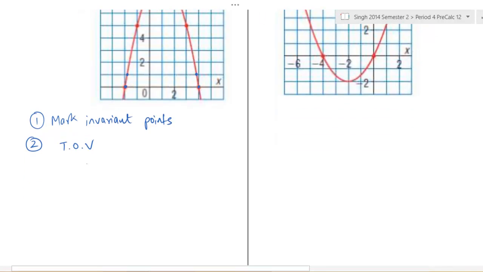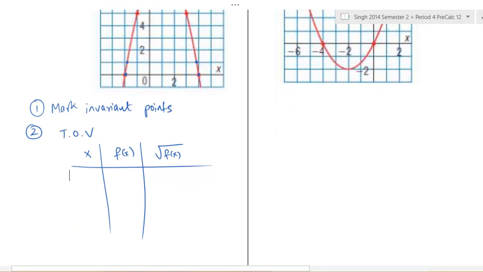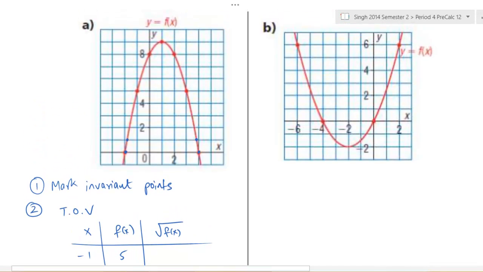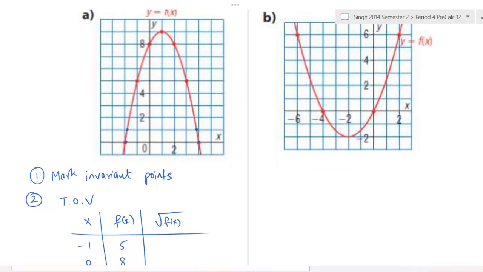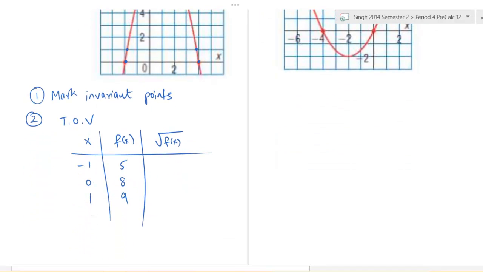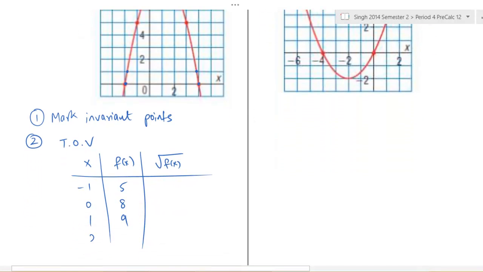So I'm going to make a triple table of values with x, f of x, and square root of f of x on this table of values. So let me go ahead and fill those numbers in. Some of the numbers that are given to me to work with are this point here, negative 1 and 5. Another one that I've got to work with is 0 and 8, 1 and 9. And then lastly, I've got 3 and 5 as well. Actually, we've got one more. We've got 2 and 8, 3 and 5.